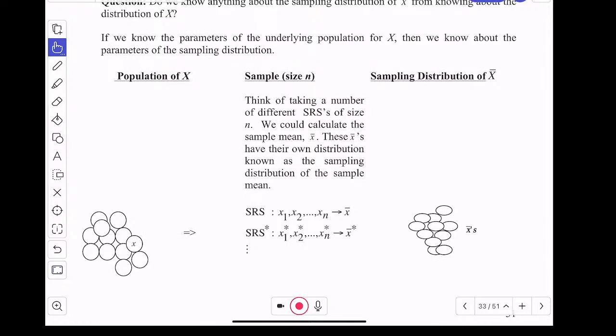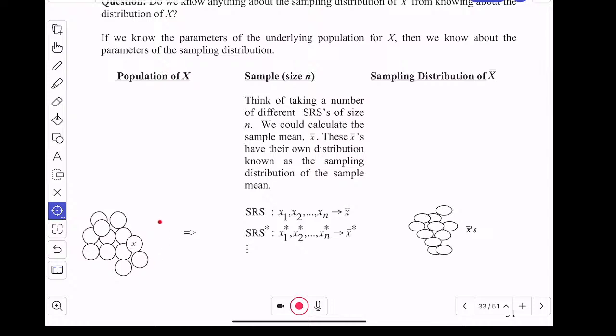I'm talking about this. So if we're drawing a sample from a population, let's call that a simple random sample. And here are the outcomes, x1, x2, up to xn. From that sample, we can calculate the statistic x bar.